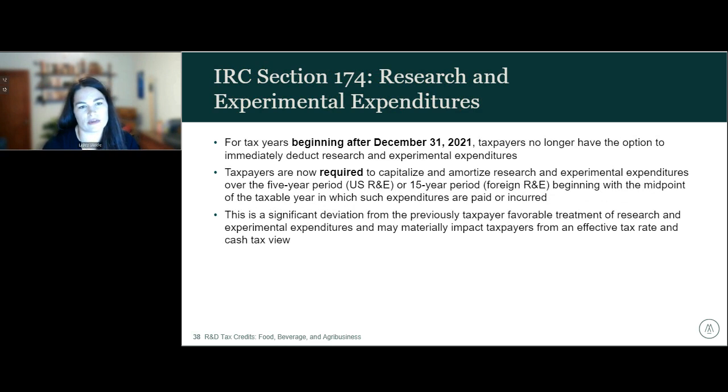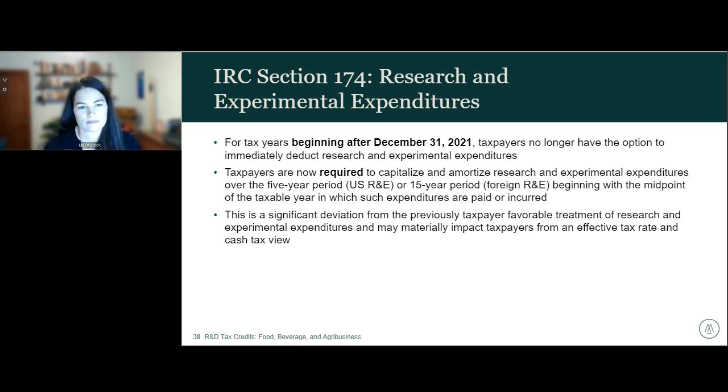So for IRC Section 174, in the Tax Cut and Jobs Act, there was a provision that changed the treatment of IRC Section 174. So this is the language regarding deductions for the research and experimental expenditures. Prior to December 31st, 2021, taxpayers had the option to immediately deduct research and experimental expenditures, which created a substantial double benefit where you have the immediate deduction of those expenses as well as the R&D credit related to those expenses in the same year.